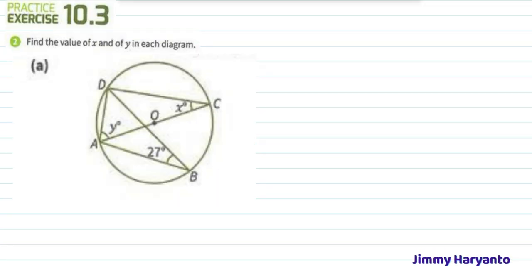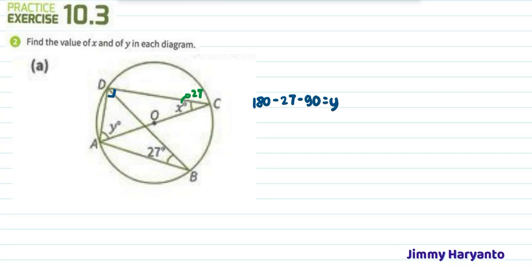Okay, next is question 2. For question 2, we will start from the 27. 27 is a circumference angle facing AD, and we also have this one X. The X is also facing AD. That means this one is 27. And then next is the diameter. We have the diameter right here, and this is the corresponding circumference angle. That means this one is 90, and using the triangle we can get the value of Y. So 180 minus 27 minus 90 equals Y. The answer is 63 degrees.